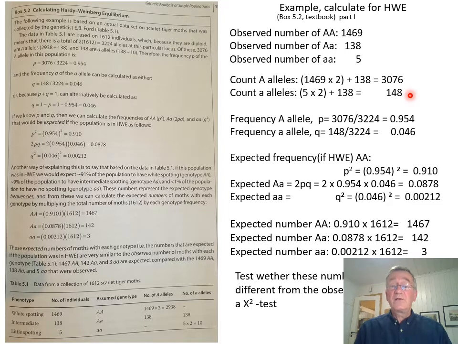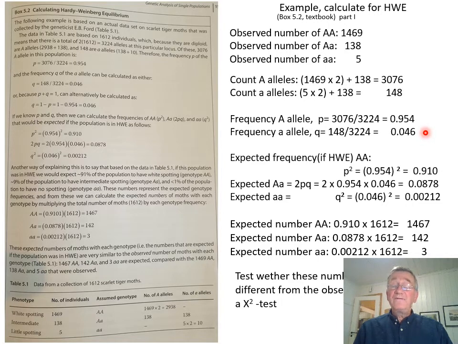Then we can calculate the frequency of the capital A and the small a. The frequency is the number of that allele, 3076 for capital A, divided by the total number of alleles, which is this plus this. The frequency of the capital A is then 0.954, and the frequency of the small a is 0.046. Those are the 2 allele frequencies in the population.